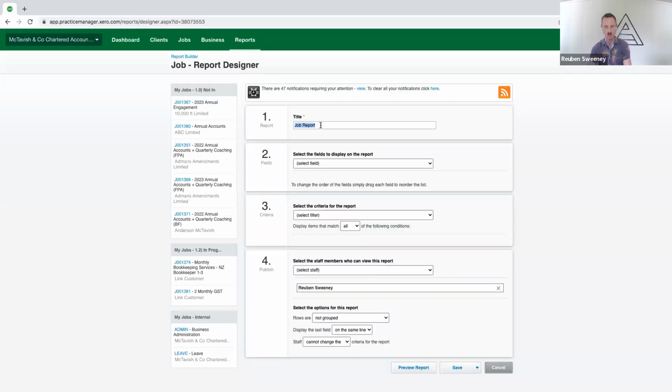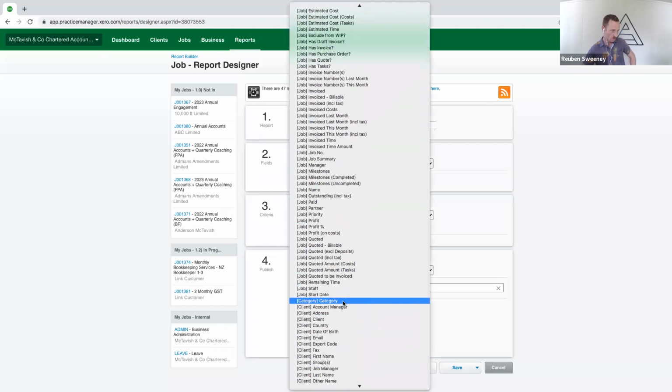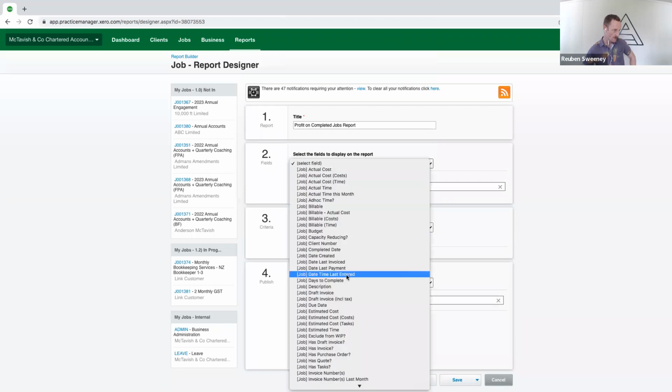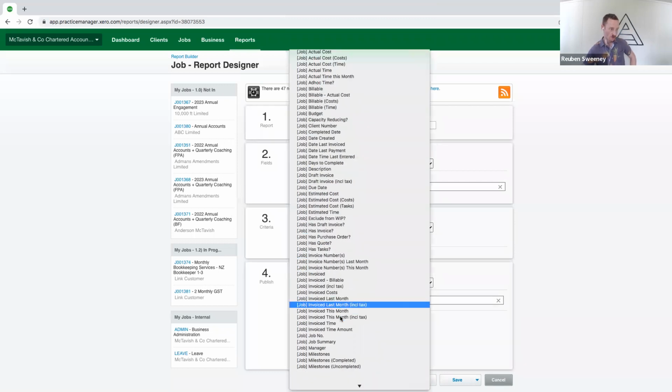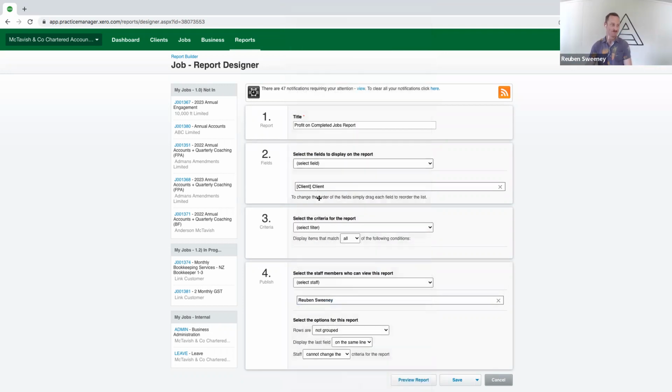I'm going to call this job profit or profit on completed jobs report, something like that. In section 2, we're going to put in all the columns. These are going to be the columns of our report. There's some common ones we're going to want. The first one is client. That's a good one. Who am I doing the work for? Next one is we're going to want the job. And there's a good field in here you should know about called job summary. It's the job number and the job name together. And it's a link so you can click through to it, which becomes important later. We're going to do job summary.